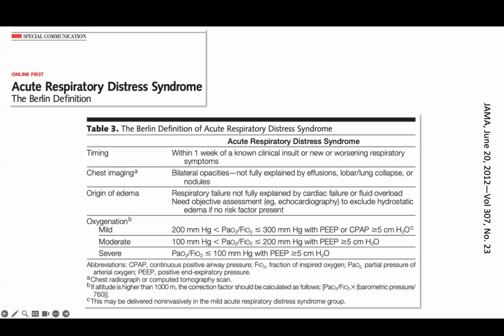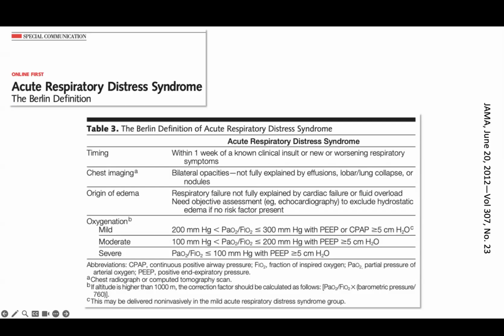So mild would be less than 300 PF ratio, but still up to 200, or down to 200, but not lower. Moderate would be in between that 100 torr range to 200 torr range for the PF ratio. And then severe would be a PF ratio less than 100.